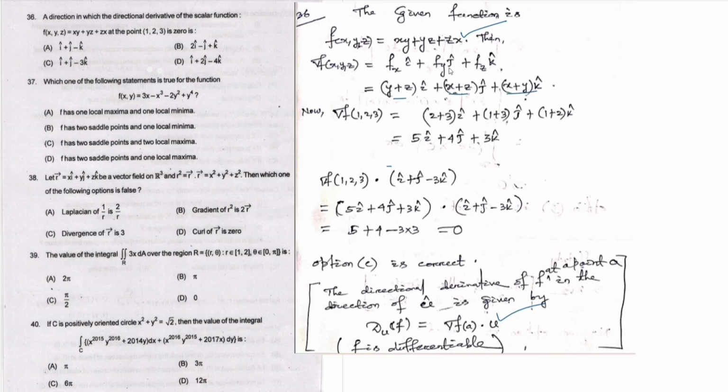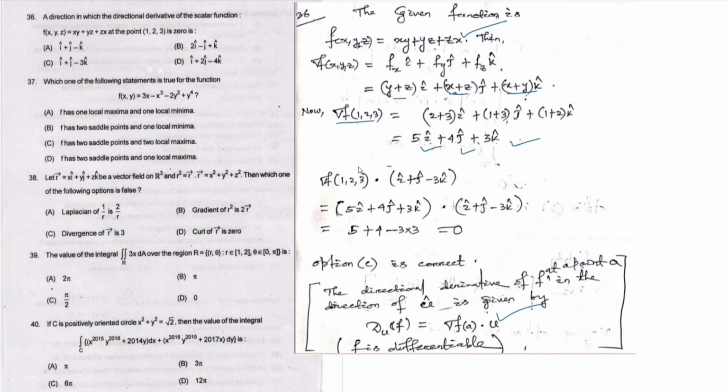After finding the gradient vector, we have to evaluate the value at the point (1, 2, 3). So the gradient vector at the point (1, 2, 3) is 5 i cap plus 4 j cap plus 3 k cap. Now to find in which direction the directional derivative is 0, we have to find the vector which is orthogonal to the gradient vector at the given point. That is, we have to find the vector which is orthogonal to the vector 5 i cap plus 4 j cap plus 3 k cap.